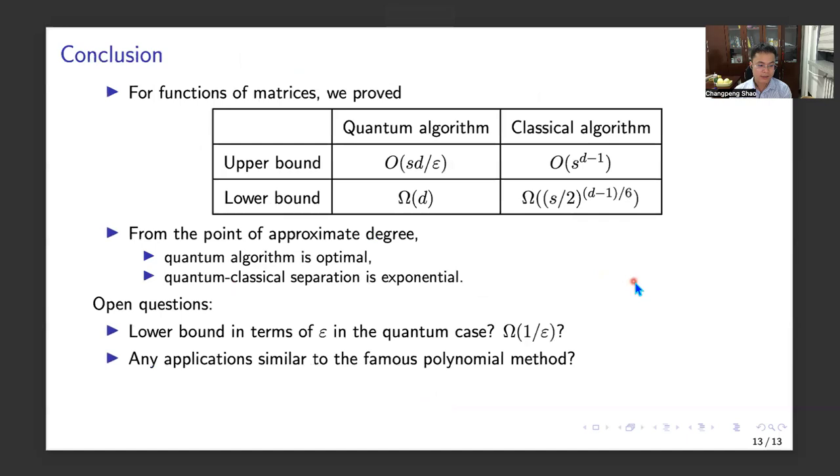And there are also some interesting open questions. For example, in our work, we didn't consider the dependence on epsilon. It might be just 1 over epsilon because of the amplitude estimation, but we are not sure how to prove this. And I think another interesting question may be, since this lower bound is very similar to the famous polynomial method, which is very useful in the proof of lower bounds, it is interesting to know some similar results in the proof of lower bounds.